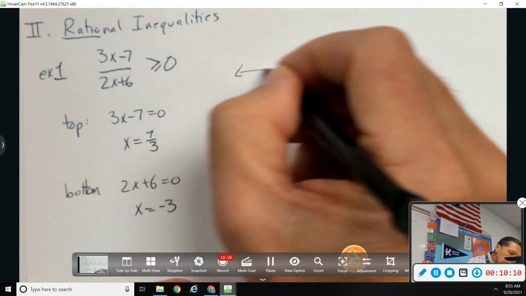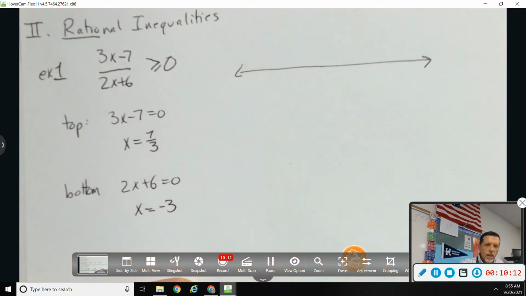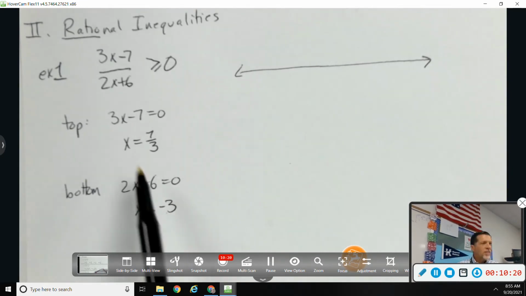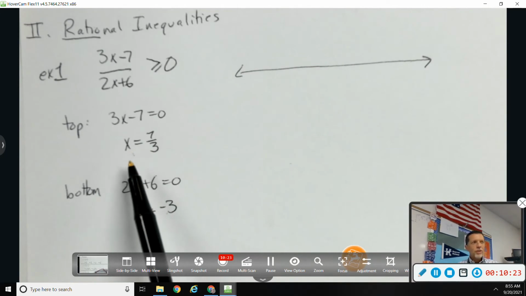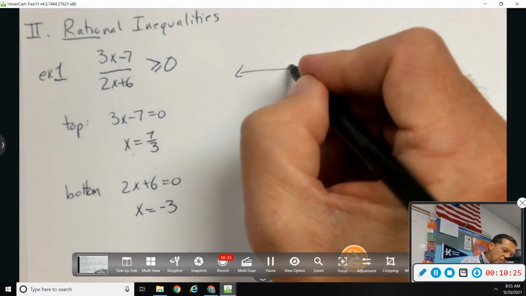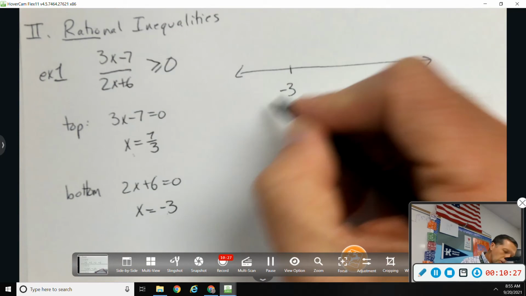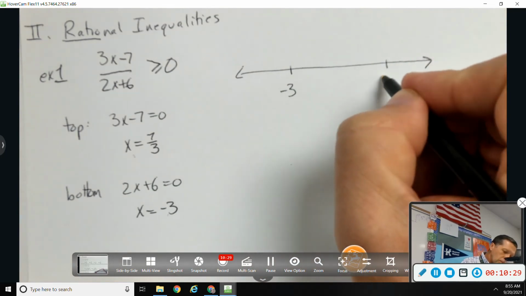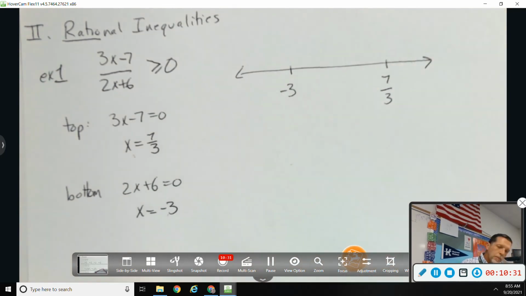Put those on a number line. Again, with fractions and negatives, be careful. Make sure the smaller number is on the left. This one should be easy because one's negative and one's positive. So even if you weren't sure about exactly what 7/3 is, hopefully you're pretty convinced that negative 3 is smaller than 7/3.